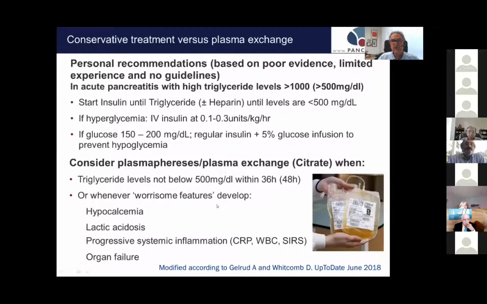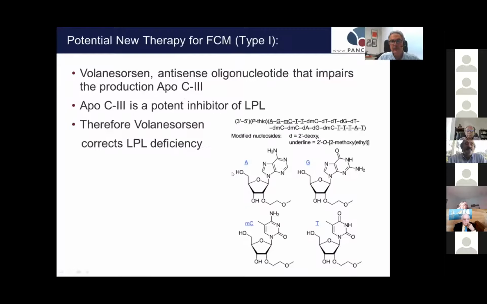That's a point. There are very few randomized controlled trials for plasmapheresis and plasma exchange, and this is mostly based on the recommendations of Anders Gelrud and Dave Whitcomb on UpToDate. They haven't changed much, but we're working on a guideline right now. There is one option I want to introduce, which is not an acute treatment, but a chronic treatment. There's a new group of drugs, which are antisense oligonucleotides, coming increasingly for a variety of metabolic disorders on the market. One is volanesorsen.